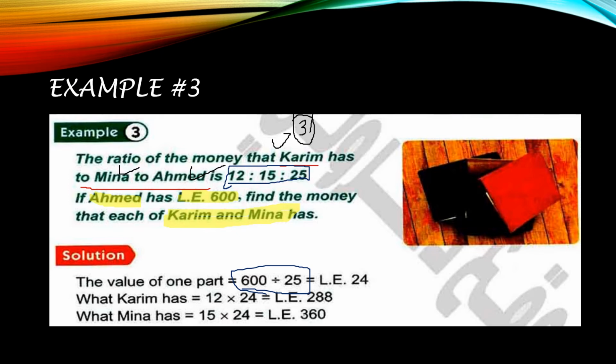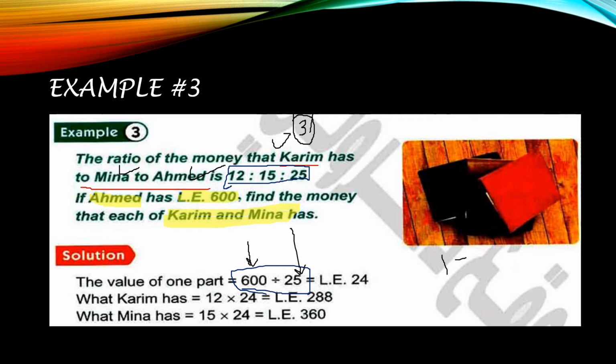So 12 belongs to Kareem. This means Kareem has 12 parts. 15 belongs to Mina. This means that Mina has 15 parts. And 25 belongs to Ahmed. This means that Ahmed has 25 parts. So we know that Ahmed has 25 parts, right? And also we know that he has $600. So we're going to divide his $600 here by the 25 parts.